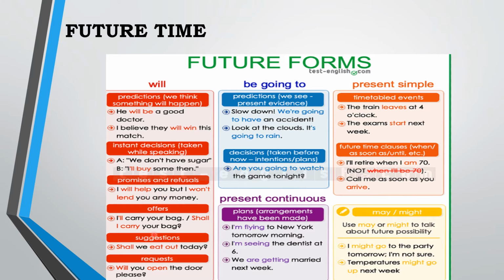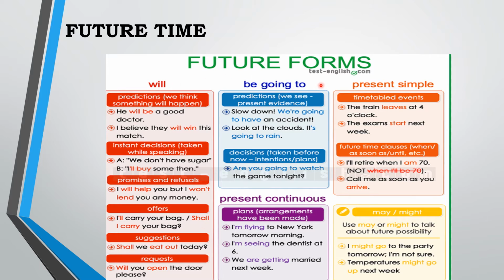Offers. I'll carry your bag. You're offering someone to help. So you will say, I'll carry your bag. Shall I carry your bag? So both ways you can use will. For suggestions. Shall we eat today? Shall we eat out today? Okay. And for requests. Will you open the door, please? So remember, will is used for predictions, that is assumptions, instant decisions, promises and refusals, offers, suggestions, and requests. So all these different types of sentences can be written by using the word will.